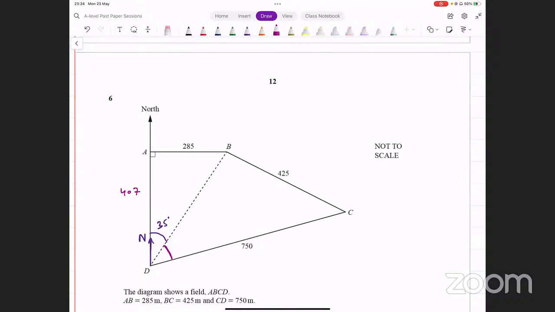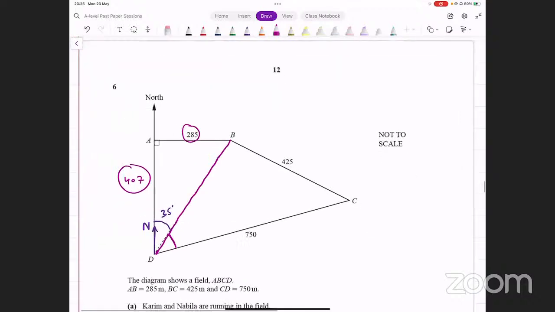What we can do is figure out the length BD here. BD length निकाल सकते हैं. कैसे निकाल सकते हैं? You see, this is a right angle triangle. ABD is a right angle triangle. इसमें आपको perpendicular और base पता है. आप उनका hypotenuse निकाल सकते हैं. उसका कोसाइन रूल हम यूज कर सकते हैं अगर हमारे पास एक और साइड होती है, राइट?